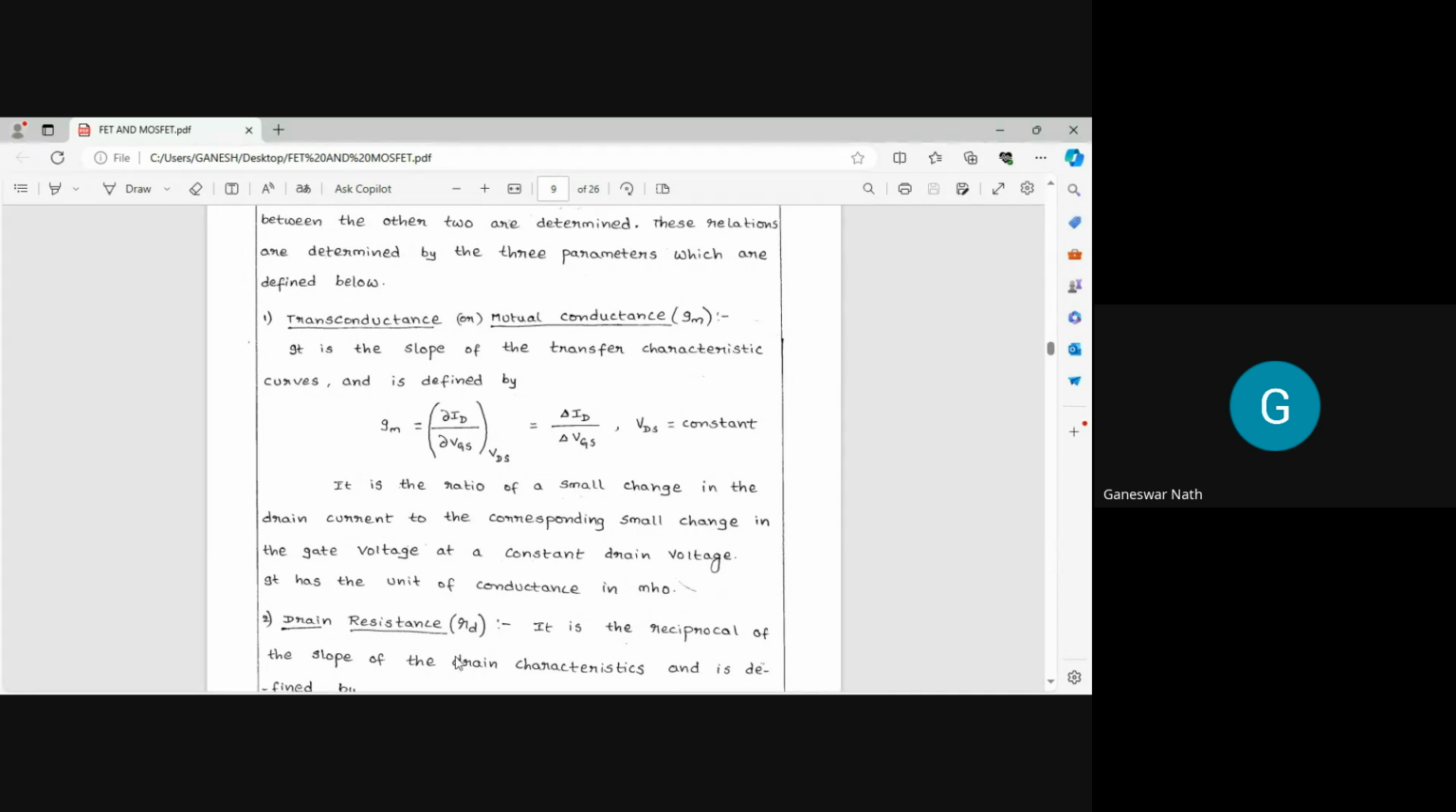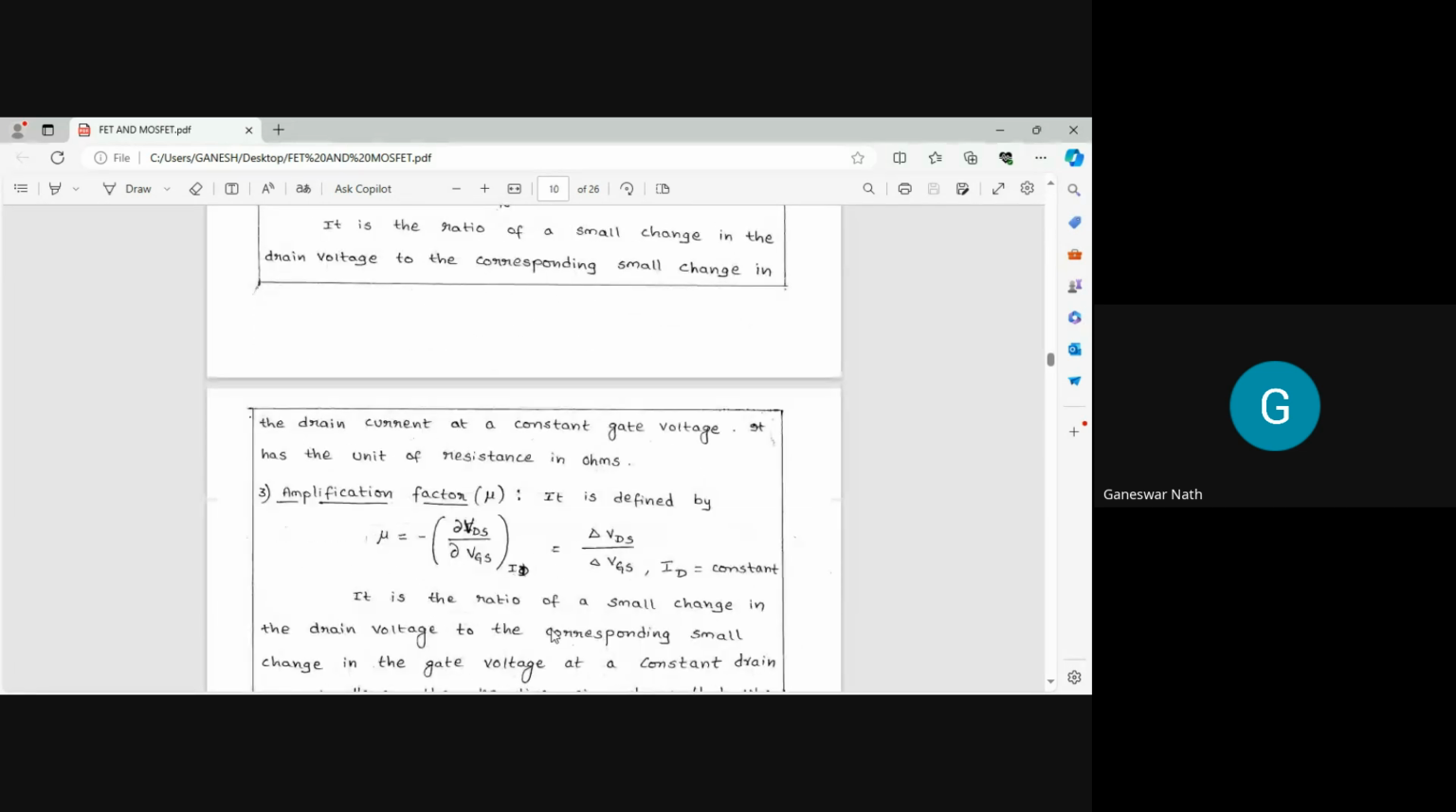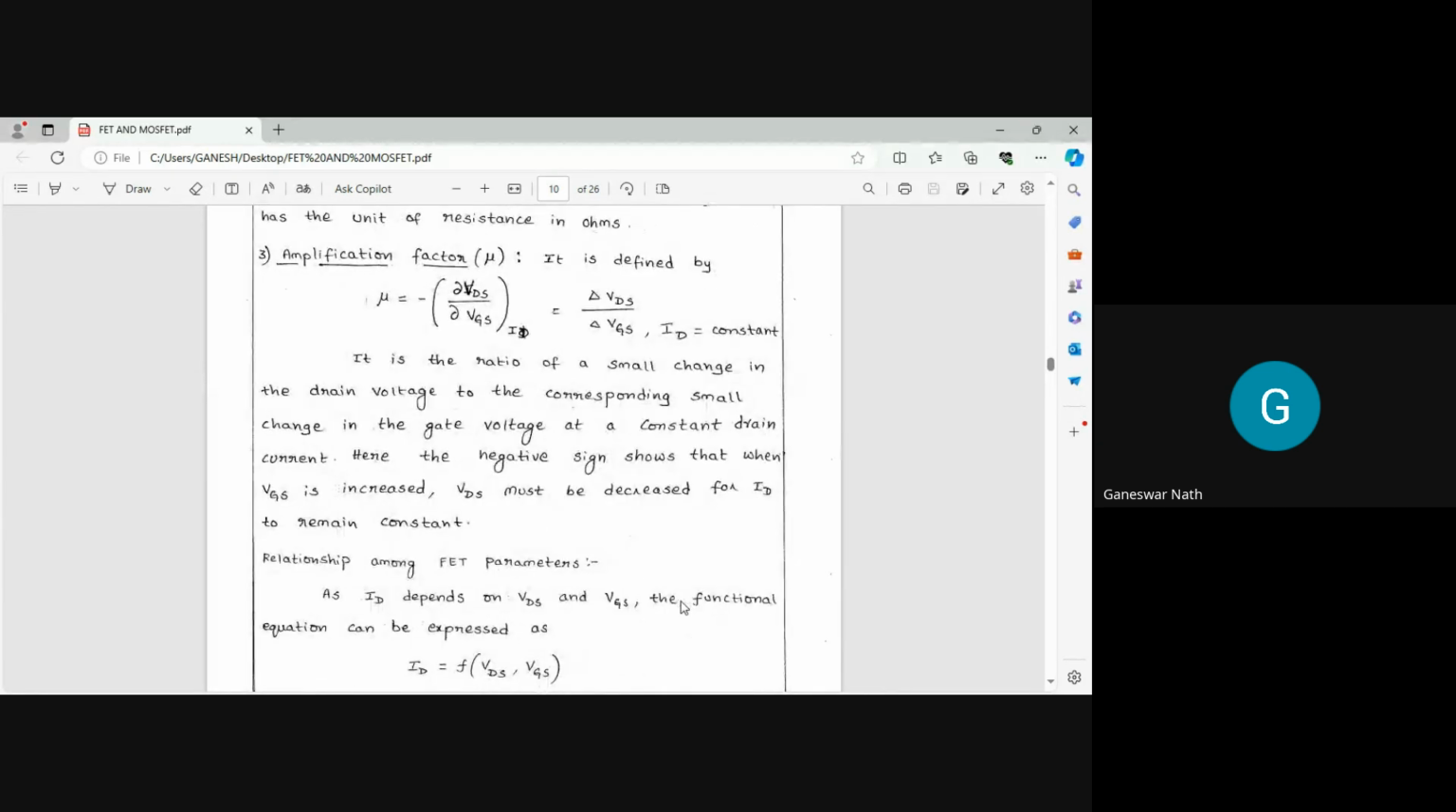Then similarly the drain resistance RD, it is the reciprocal of the slope of the drain characteristic, and it is denoted by RD. So RD is equal to change in the drain source voltage by the change in the drain current at constant VGS, okay. Similarly, the amplification factor is denoted by mu, that is equal to change in the drain source voltage to the change of the gate source voltage, okay, at a constant ID here, okay. So these are all three parameters which are defining the characteristic of the JFET. So what is the relationship between them?